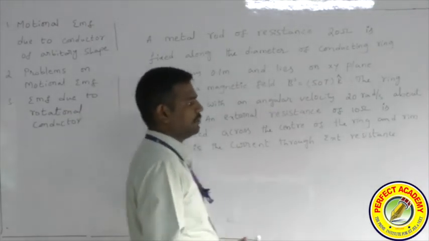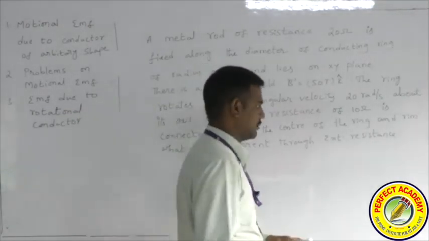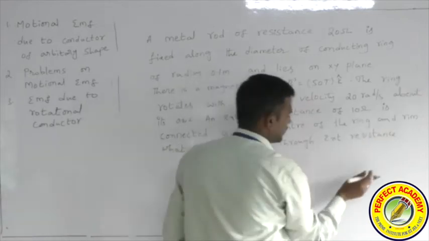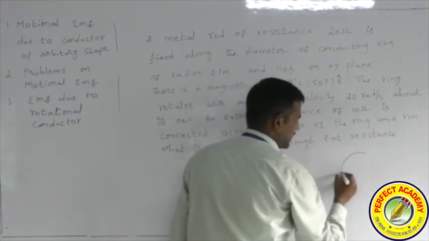So we have to find out what is the current in this circuit. That's what we have to find out. So let us try to visualize the problem first. This is a ring.